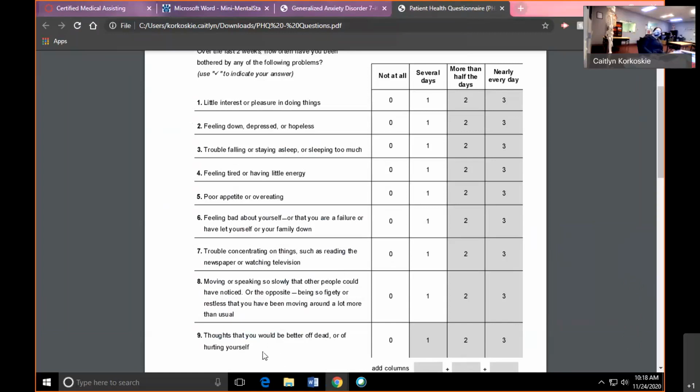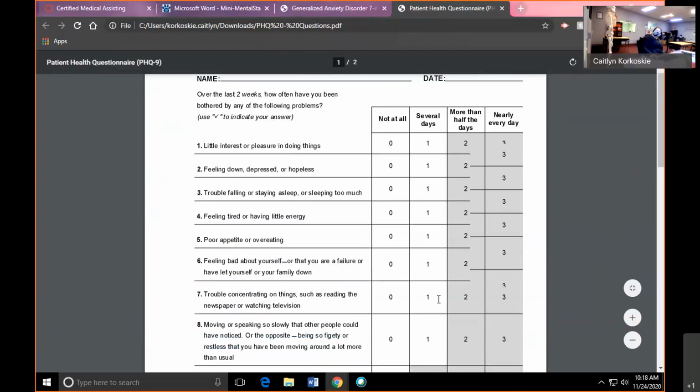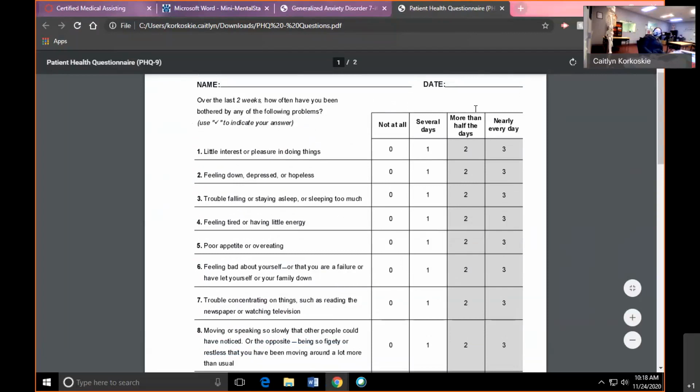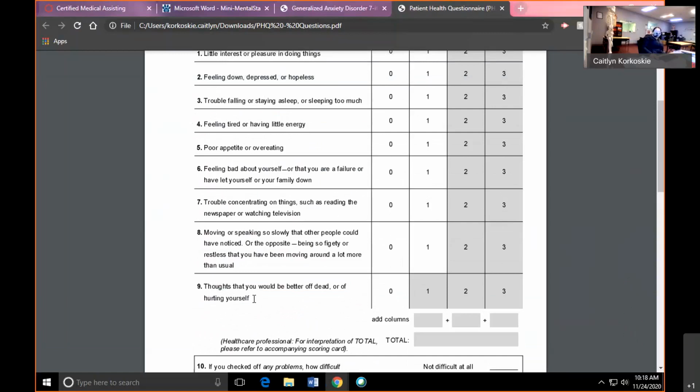But the main thing is this bottom question here where it says thoughts that you would be better off dead or of hurting yourself. If they answer any of these, several days, more than half the days, or nearly every day, that's something you want to let the doctor know right away. And also ask if they're currently having those thoughts, if they've had a plan, if they've done anything so far, if they have injured themselves or had thoughts of injuring others. So you'd want to let the doctor know right away.